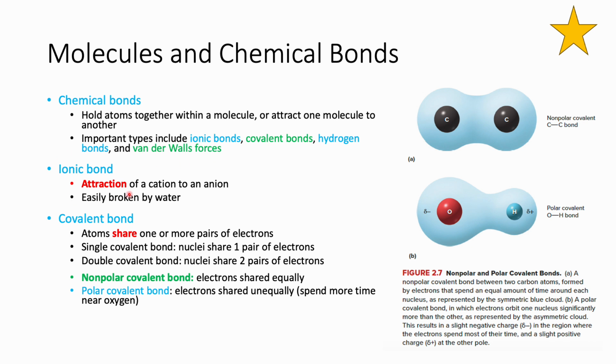An ionic bond is an attraction of a cation to an anion. Which example did we see a couple of times already of an ionic bond? An attraction between a cation and an anion. That is, hopefully we're all yelling, sodium chloride. And again, ionic bonds are easily broken by water, and when that happens, it gives us those electrolytes.